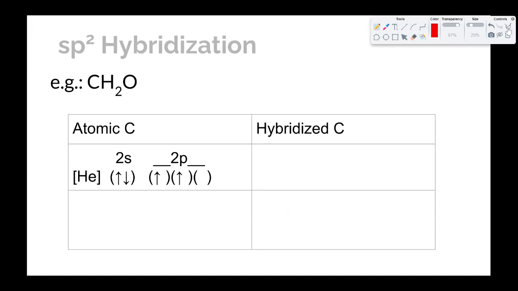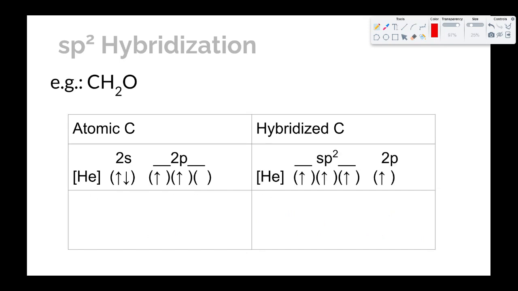Another type of hybridization that occurs is called sp2 hybridization, and the name suggests that it's going to take one s and two p orbitals hybridizing to make this possible. So in CH2O, carbon is making three bonds. If you look at the atomic orbital notation for carbon, that doesn't look possible because there are only two places where there are lone electrons that could share.